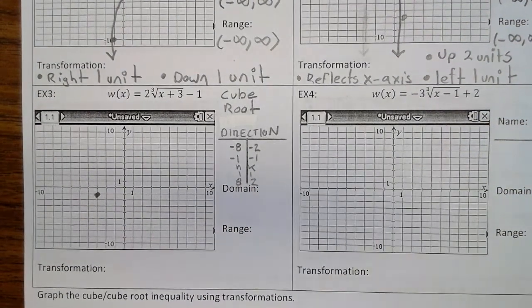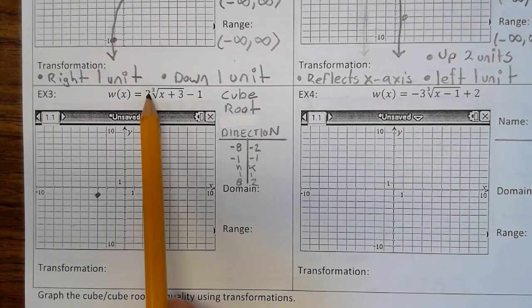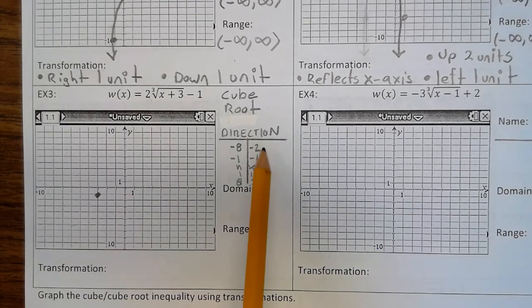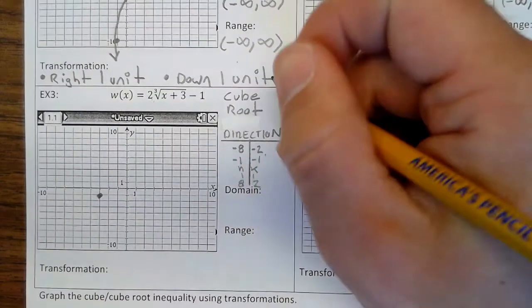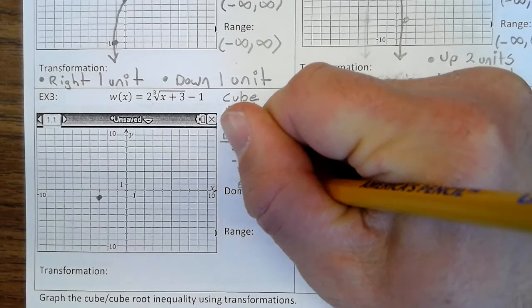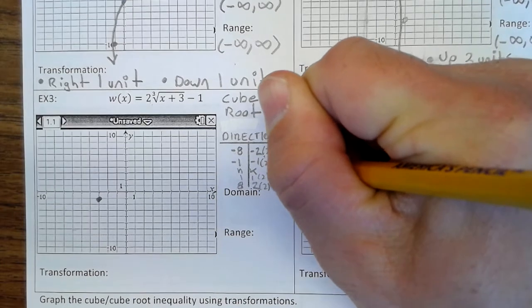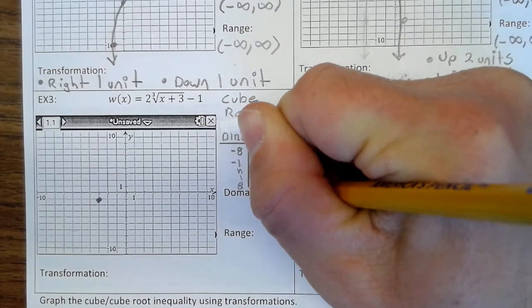Okay, now I don't want to repeat the mistake I made from example 2, so I look in front, I see there's a 2, so that means I need to multiply all of the y values by 2. So the new directions are negative 4, negative 2, 2, and 4.